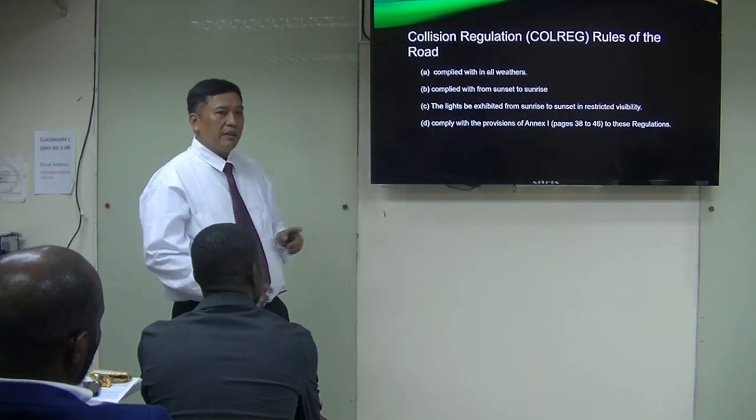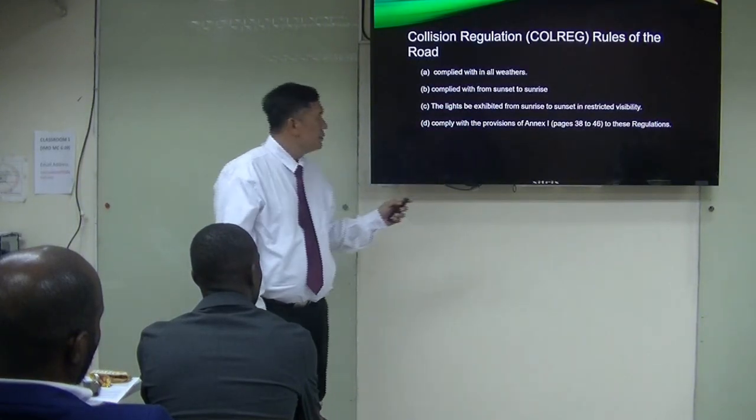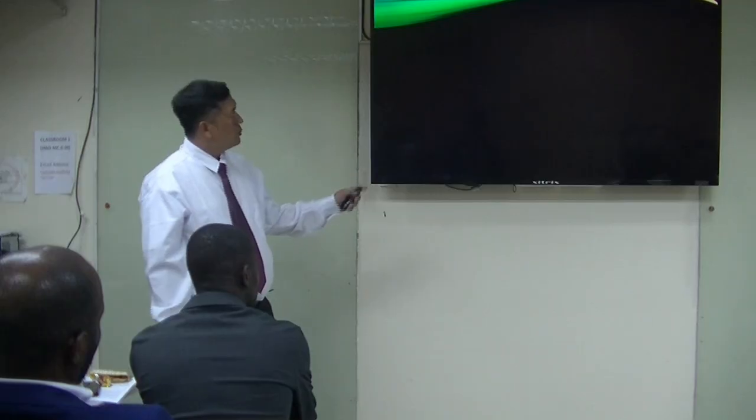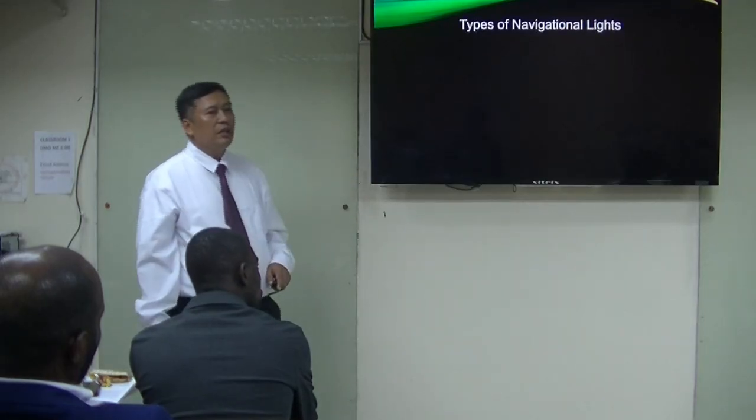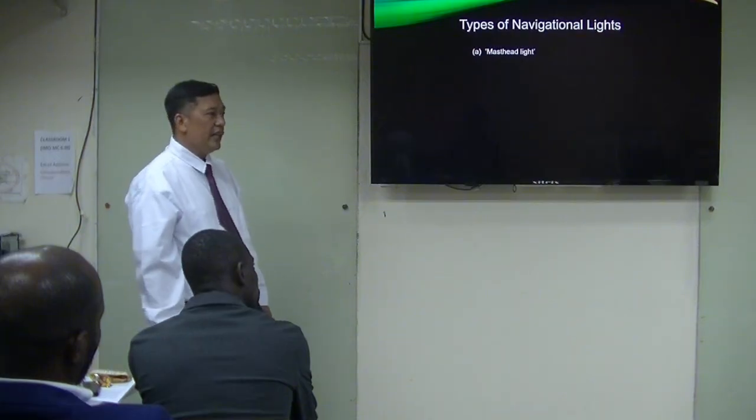But we will never tackle the deepest of this one, because it is technical. So we move on. Types of navigational lights. So we have one here, the masthead light.